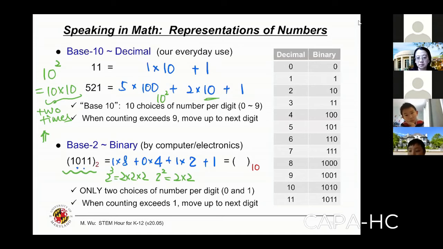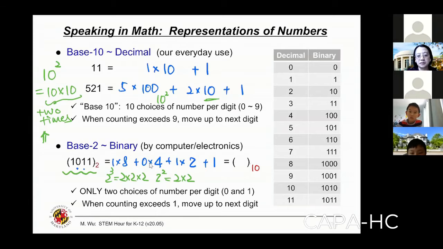So 8 plus 0, and then plus 2 will be 10, and then plus 1. So this is 11. And to avoid confusion, I use a parenthesis with a subscript 10 to represent that I'm using a base 10 decimal system, and I use a subscript 2 to represent that I'm using a binary base 2 system. So we can make sense of any length of binary number this way.